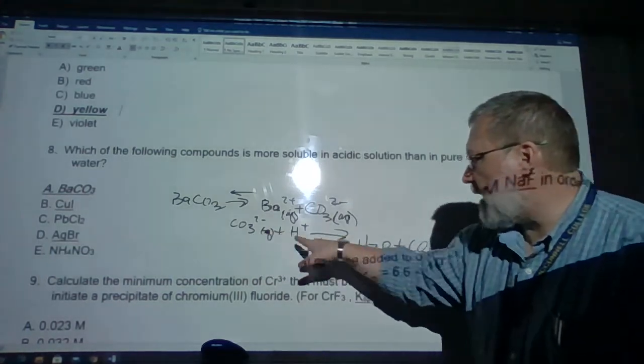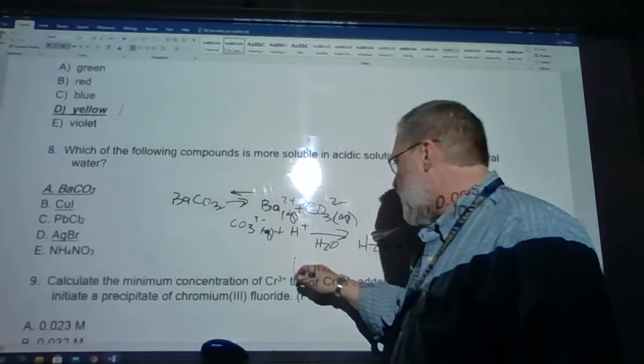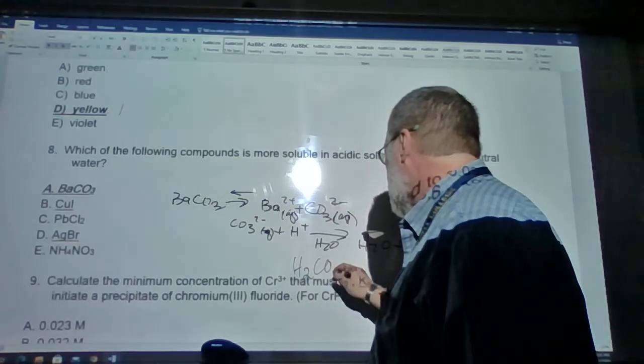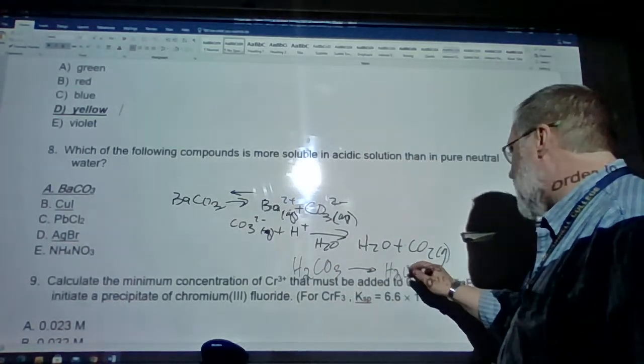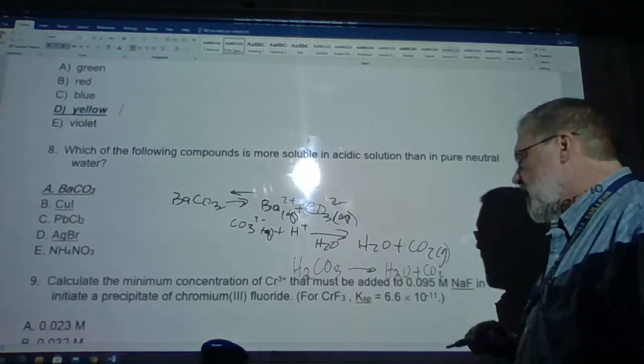What happens when you have carbonate anion dissolved in water? You form H2CO3. H2CO3 is unstable. It busts up to H2O and CO2.